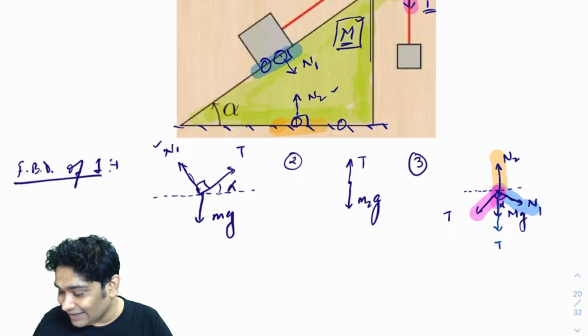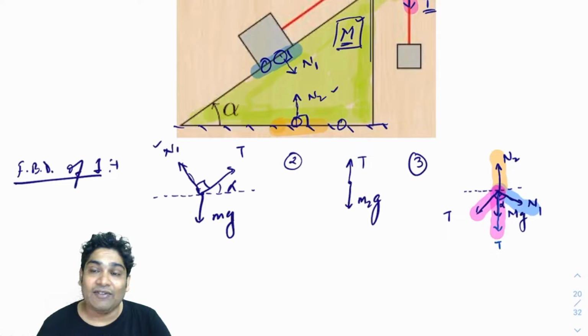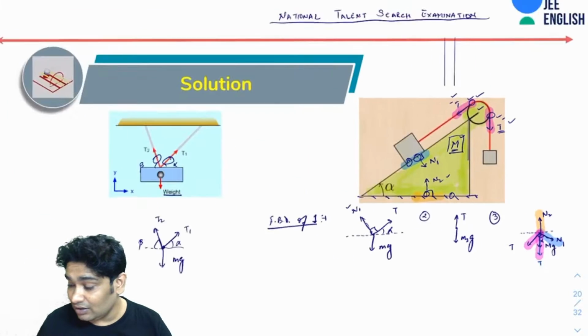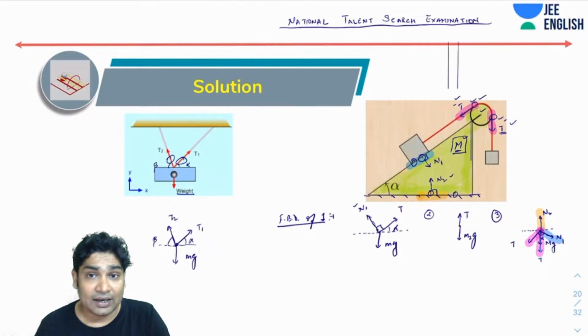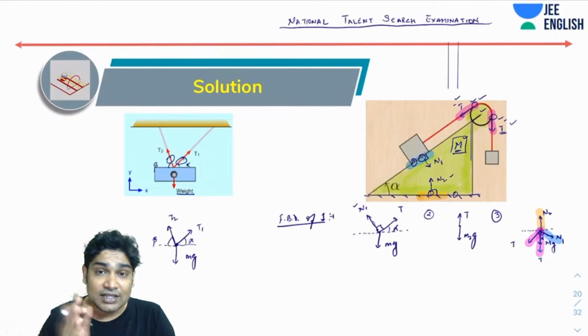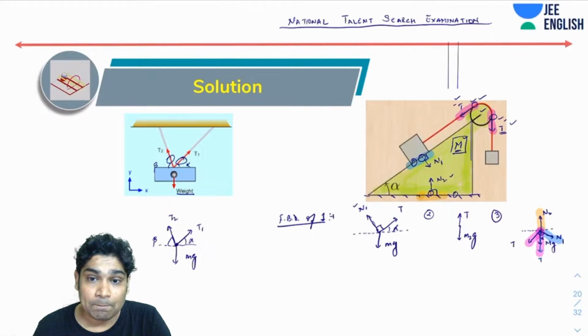So this and this are arising from these two contacts. And finally, I have Mg. Okay, so I hope that makes it clear. Ashwin Rajshekharan, is the FBD clearer now? Do you follow the logic? You have to identify each and every contact. Even if the string is just touching, you have to assume that it is pulling.